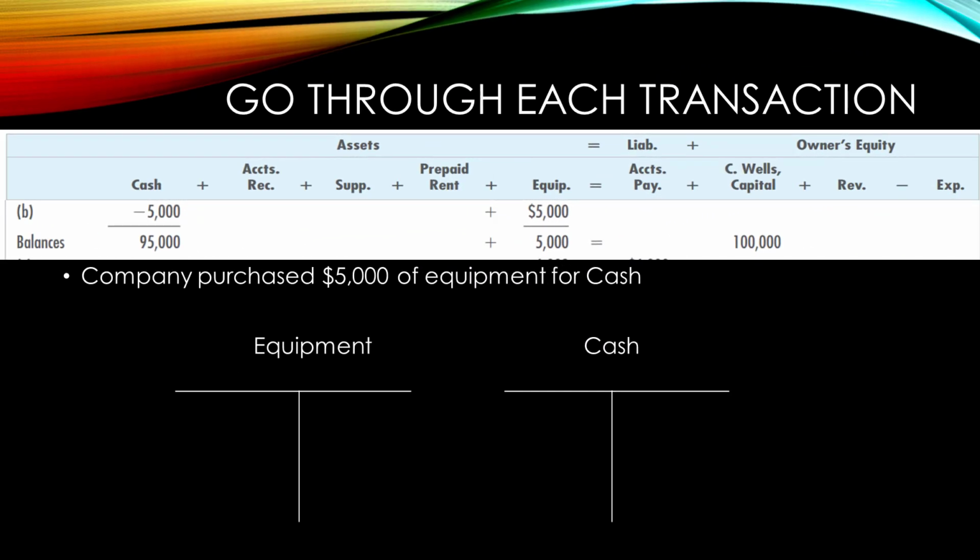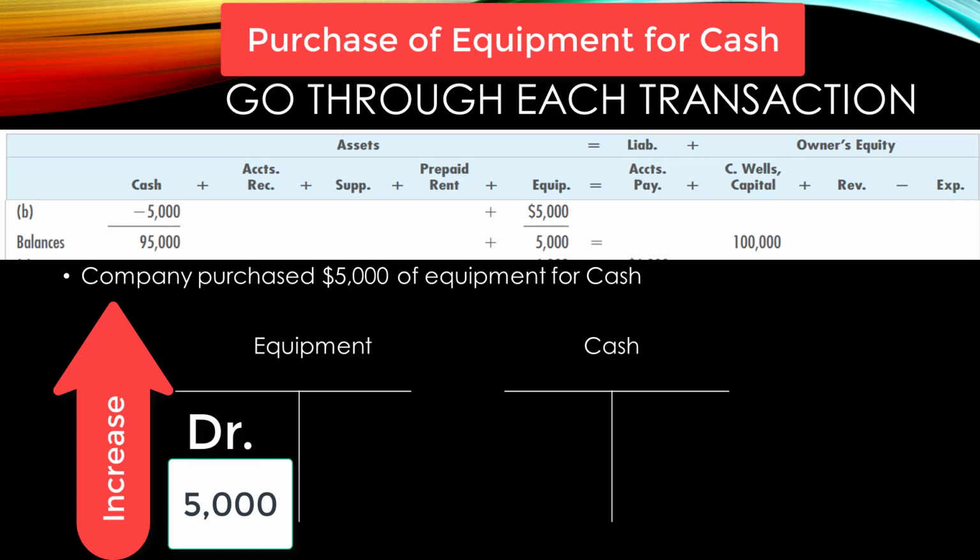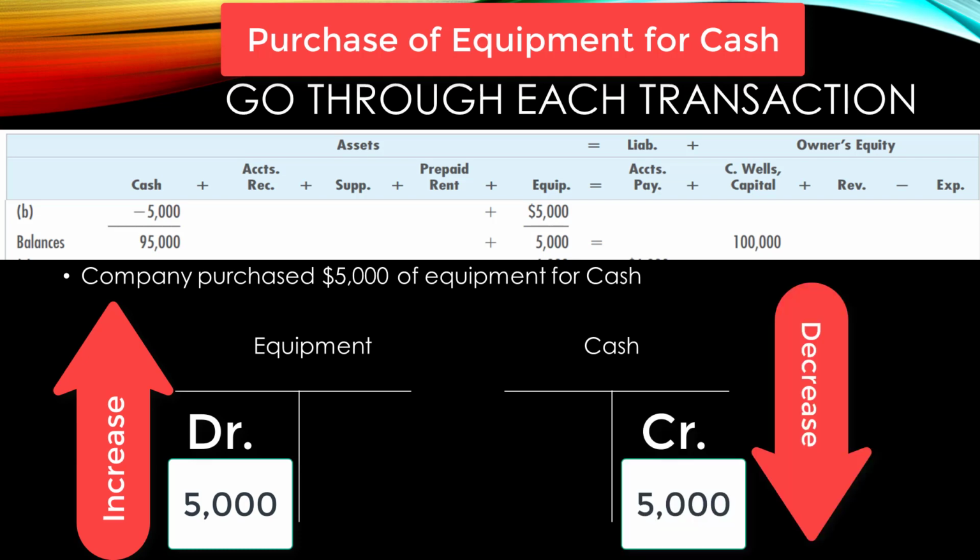In our next transaction, the company purchased $5,000 of equipment for cash. This transaction involves 2 assets. One, equipment, goes up with a debit. The other one, cash, will go down with a credit. Remember, at all times, debits must equal credits.